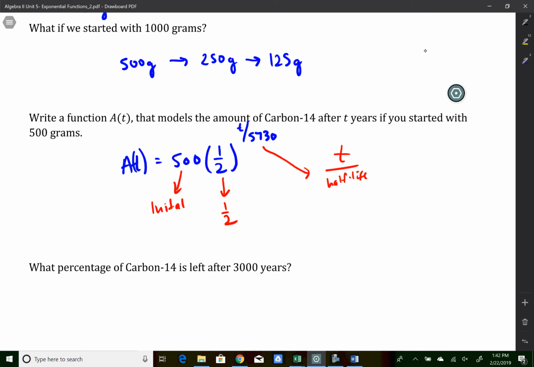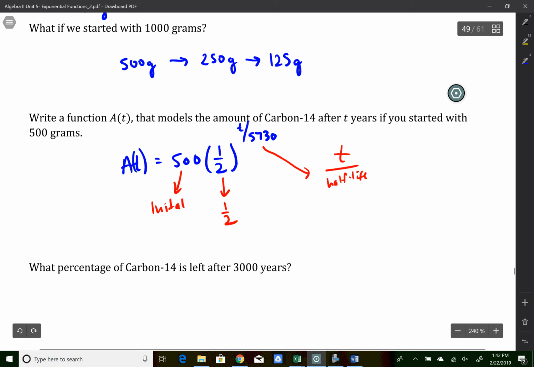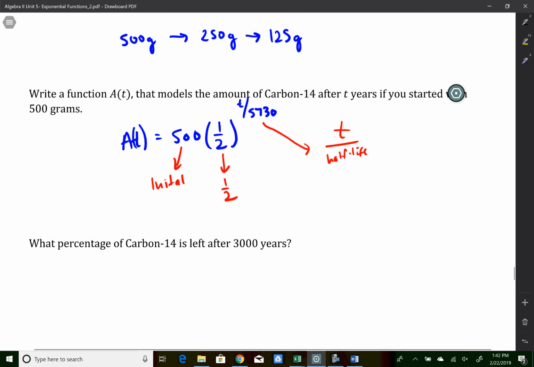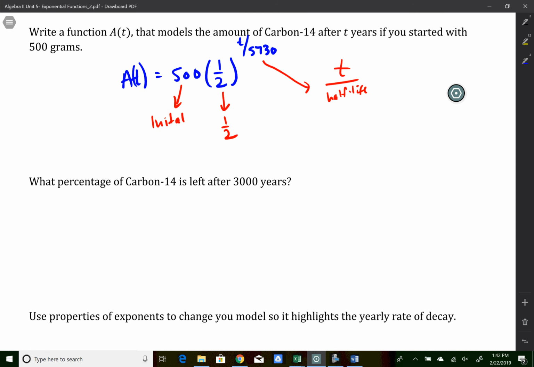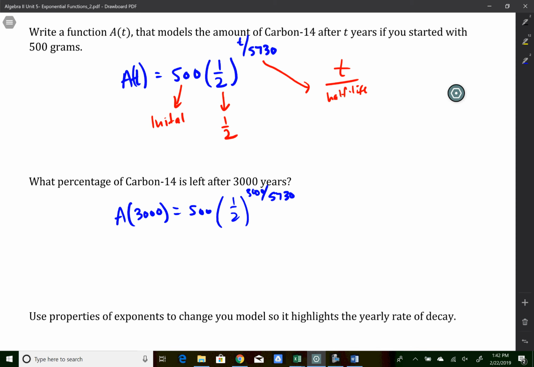So then we can figure out, well, what percentage of carbon-14 is left after 3,000 years, right? So I have this initial value of 500. I don't know this ending value, but I do know that it's going to take 3,000 years. So I have 500 times 1/2 to the 3,000 divided by 5,730. So it's a part of a half-life. It's not a full half-life, but we're still going to decay a little bit.